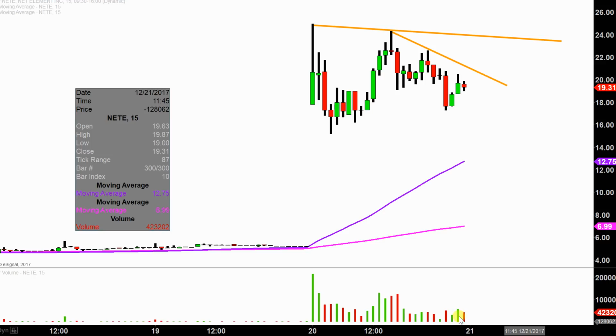Now, don't get me wrong. Just because highs are getting lower and lower does not mean that it's a guarantee that this thing's about to roll over. I wish trading was that easy, but it's just not that easy. Now, would it be shocking to see the price pull back some more? No, that would not be shocking at all.